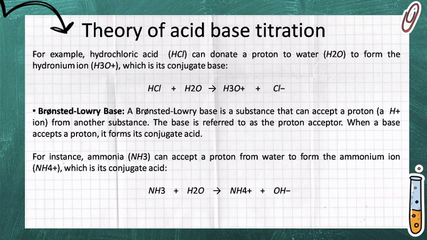B. Bronsted-Lowry base. A Bronsted-Lowry base is a substance that can accept a proton, an H+ ion, from another substance. The base is referred to as the proton acceptor. When a base accepts a proton, it forms its conjugate acid. For instance, ammonia, NH3, can accept a proton from water to form the ammonium ion, NH4+, which is its conjugate acid. NH3 plus H2O to give NH4+ plus OH-.